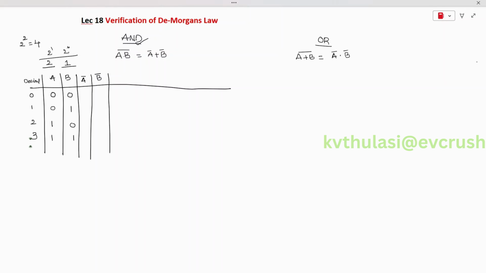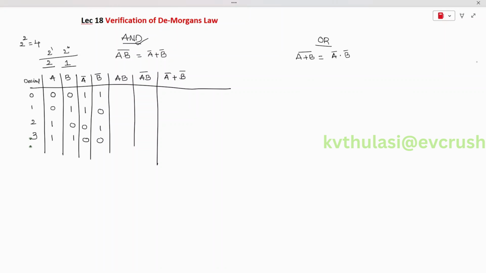Then we'll perform A into B as well as AB whole bar, and then A bar plus B bar. Now let's see the values. For A, here we have 0, so automatically here you get 1. Here 0, you get 1. Here it is 1, automatically 0. Here it is 1, also automatically 0. For the B bar value, here it is 0, therefore you get 1. Here it is 1, you get 0. Here it is 0, you get 1. Here it is 1, you get 0.